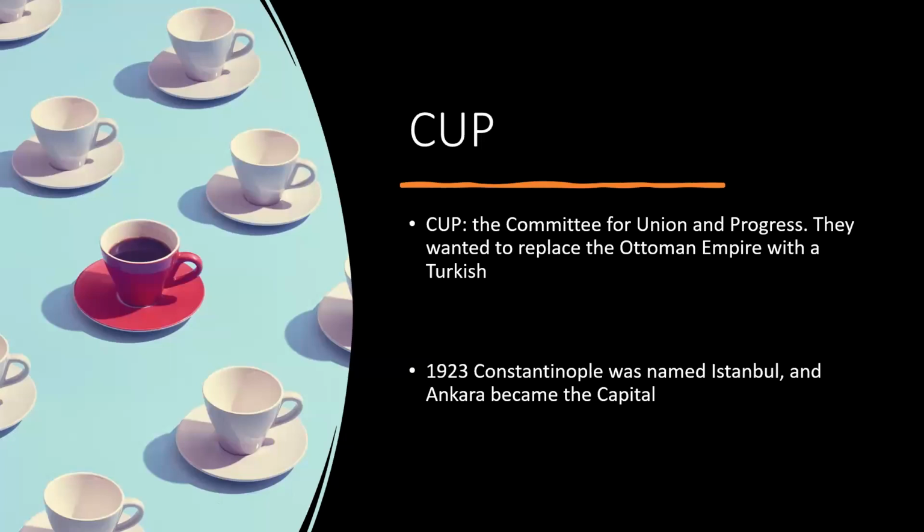So if you look into my next slide, this is called CUP. It is not the cup of tea that you see in the picture. This means the Committee of Union and Progress. The younger generation liked the idea of nationalism and they founded an organization named CUP, C-U-P, the Committee of Union and Progress. They wanted to replace the Ottoman Empire with a Turkish state. Okay, so in 1923, Constantinople was renamed Istanbul and Ankara became the capital.